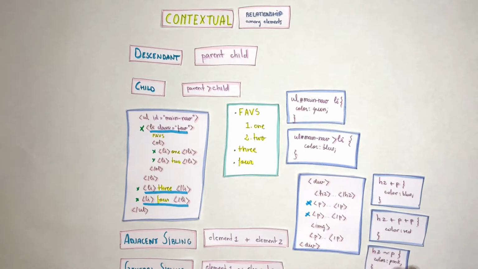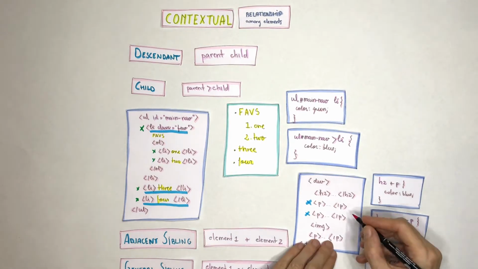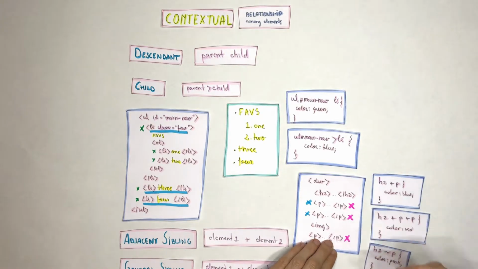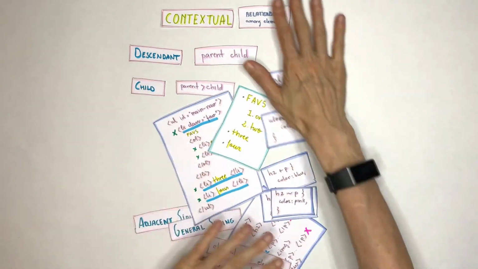And our last example. In this case, we'll have h2 tilde p. This will select all the p elements that are siblings of h2, all the p elements that are at the same level of h2, meaning all the p elements inside the div in that case. And we are done with the contextual selectors.